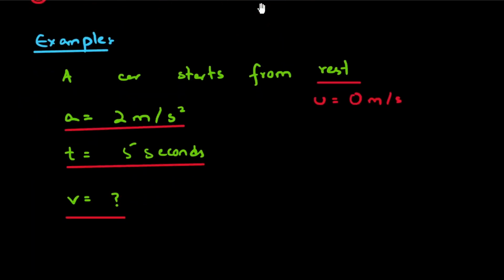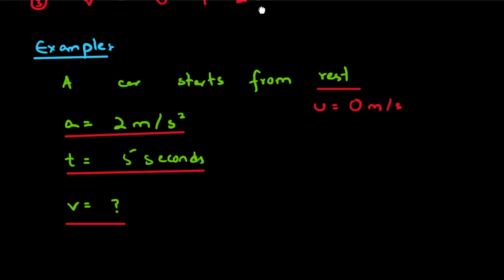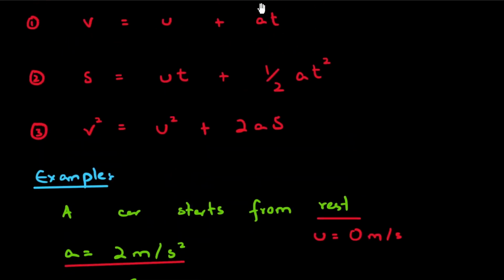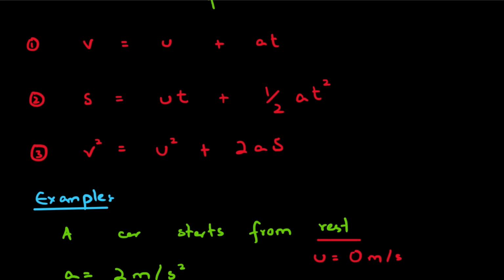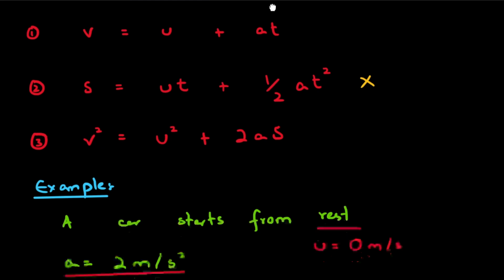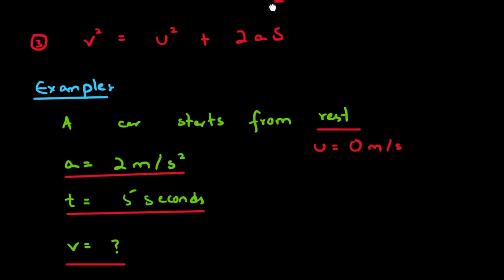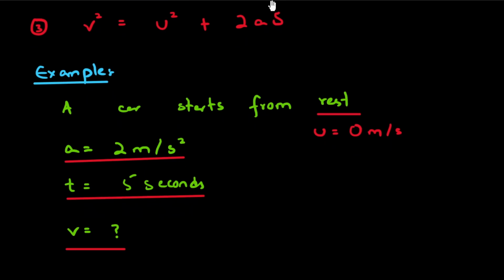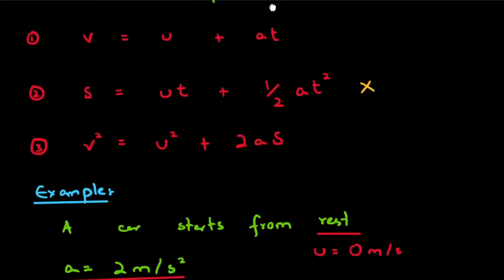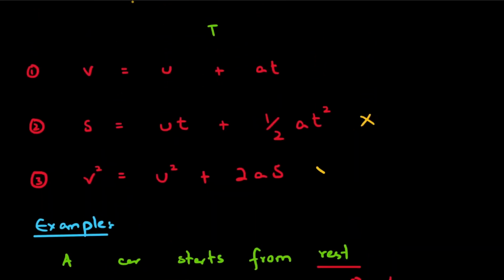Now, our situation requires us to find final velocity. So first we have to choose a formula that does provide final velocity, which takes out the second equation, because the second equation doesn't have any final velocity in it. Then our question gives us acceleration, time, and initial velocity. We can't rely on anything that we have not been provided with. So that rules out the third equation as well, because the third equation involves displacement, which we don't have.